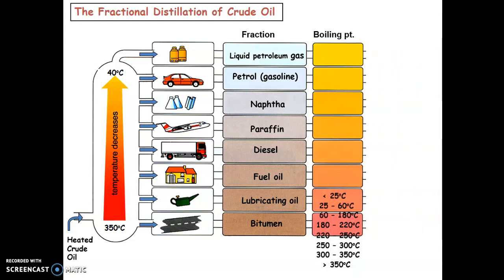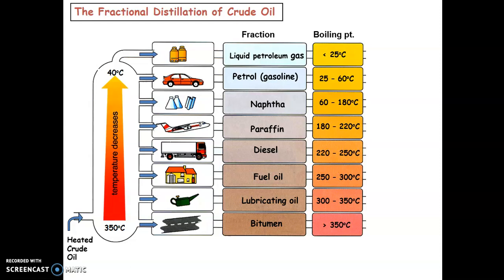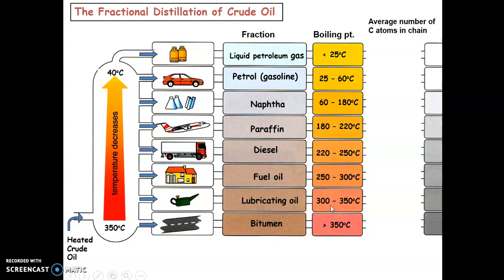Okay, and so we see the boiling points. Up at the top, the ones that we collect still as a gas boil at 25 degrees, so they're still a gas even up at the top where it's cool, all the way down to the thicker, bigger fractions at the bottom, which are boiling at 300 to 350 degrees. That's where they turn back into liquids and can be collected.